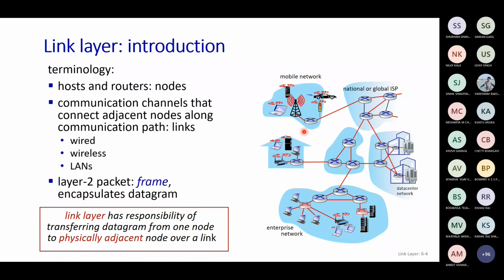You can ask why I am talking about datagrams here. Because a datagram is the way in which the data is received at the link layer from the network layer. Its job is to transfer the datagram to the corresponding adjacent node. But in what way does it send that datagram? It makes a frame out of it. In the frame, it encapsulates the datagram and then transfers it to the physically adjacent node over the adjoining link between the two nodes.